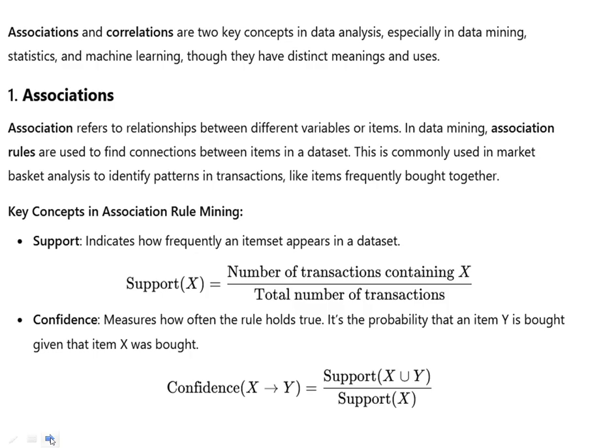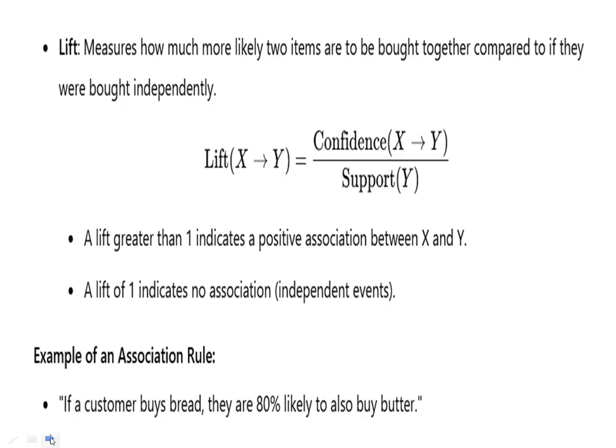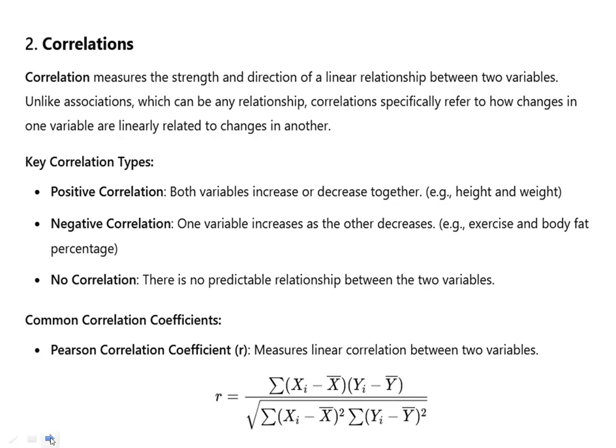The key concepts in association rule mining: support is the number of transactions containing the item set divided by the total number of transactions. Confidence measures how often the rule holds true. It is the probability that item Y is bought given that X is bought: confidence of X implies Y is support of X union Y divided by support of X. Lift measures how much more likely the items are to be bought together compared to being bought independently: lift of X implies Y is confidence divided by support of Y. If lift is greater than one, it indicates a positive association between X and Y, and lift equal to one indicates no association, that is, they are independent. For example, if a customer buys bread, they are 80% likely to also buy butter.